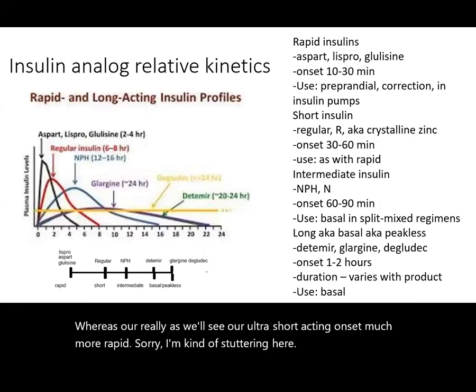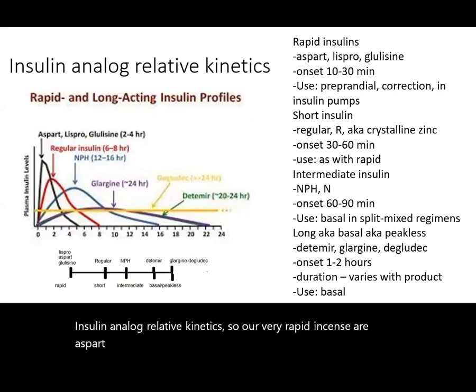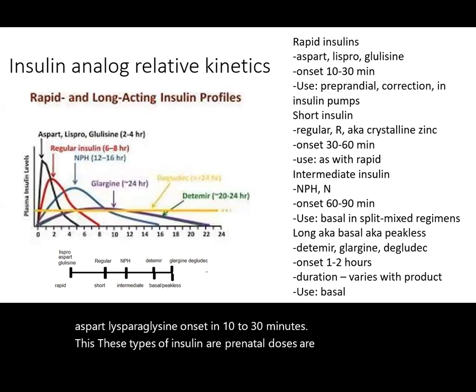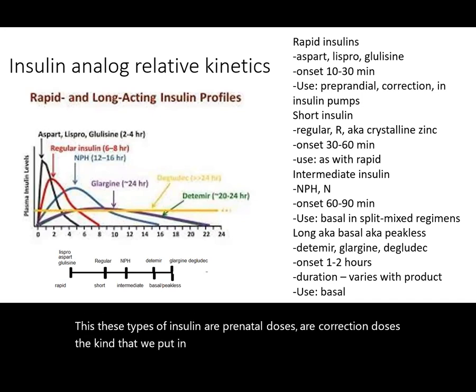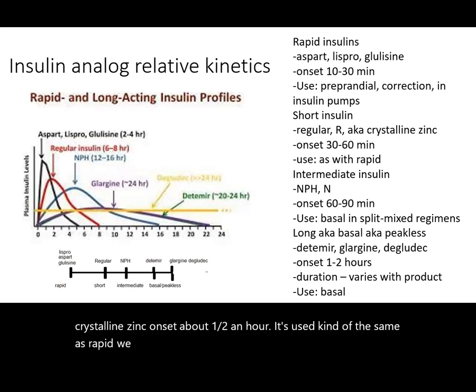Insulin analog relative kinetics. So our very rapid insulins are aspart, lispro, glulisine, with onset in 10 to 30 minutes. These types of insulin are our preprandial doses, our correction doses, the kind that we put in insulin pumps. Regular, as I said, the crystalline zinc, has onset about a half an hour. It's used kind of the same as rapid. We have NPH, sometimes known as N insulin, intermediate insulin.